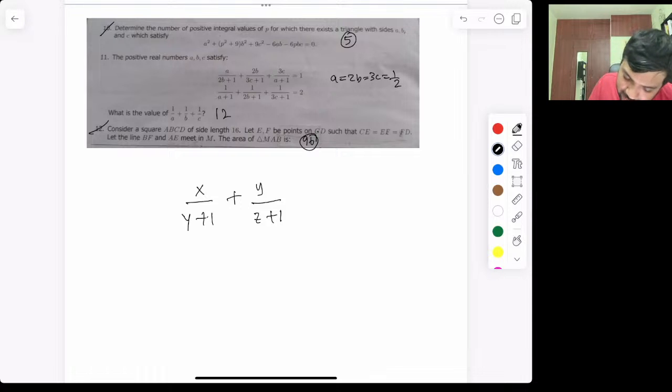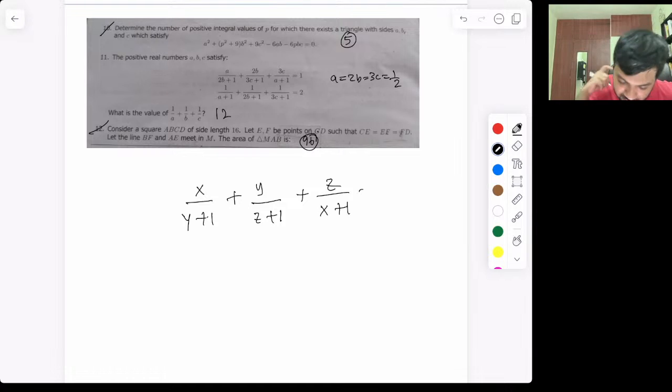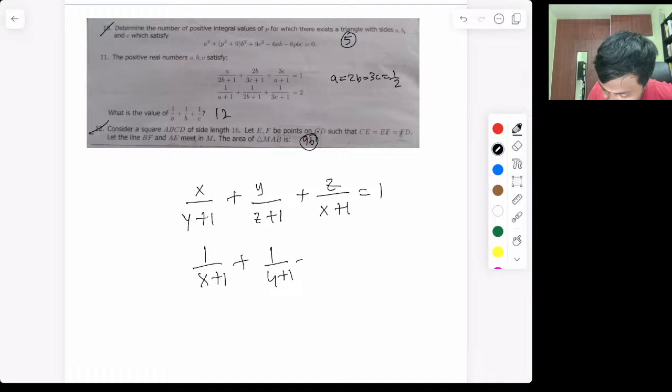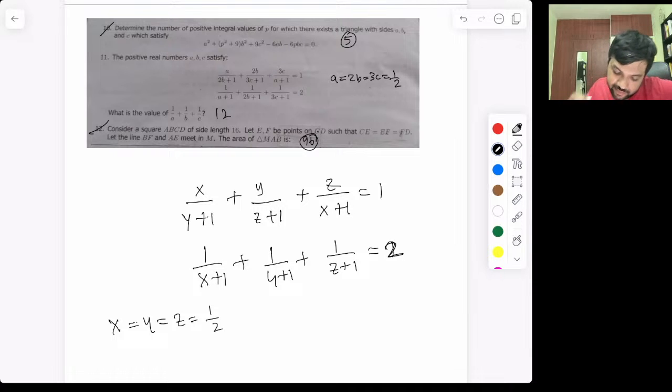I mean, in the exam you just solve it, I get it, but here you aren't interested to know why there's only one solution. So 1 by x plus 1, 1 by y plus 1, 1 by z plus 1 is equal to 2, okay. Then it turns out the only possible solution is x equal to y equal to z equal to half. Why? What is the case?